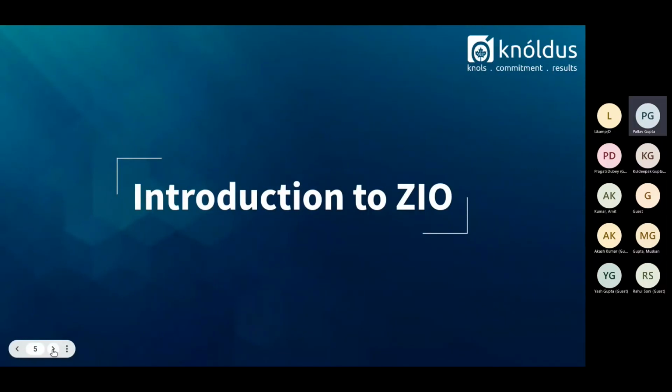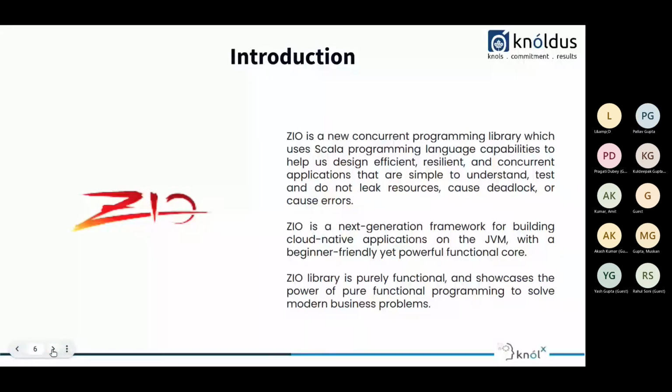The Z in ZIO came from Scalaz, and the IO came from IO monads. ZIO is a concurrent programming library which uses Scala programming language capabilities to help us design efficient, resilient, and concurrent applications that are simple to understand, test, and do not leak resources, cause deadlock, or cause errors. ZIO frees up the developer to focus on business logic and fully embrace the features of the Scala programming language to improve productivity, testability, and resilience.